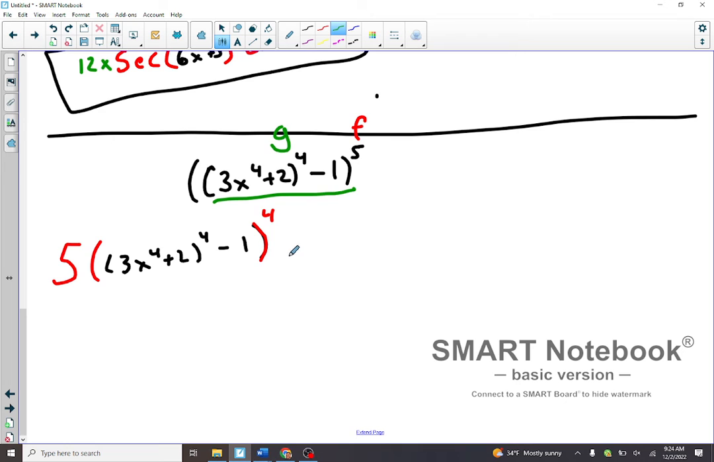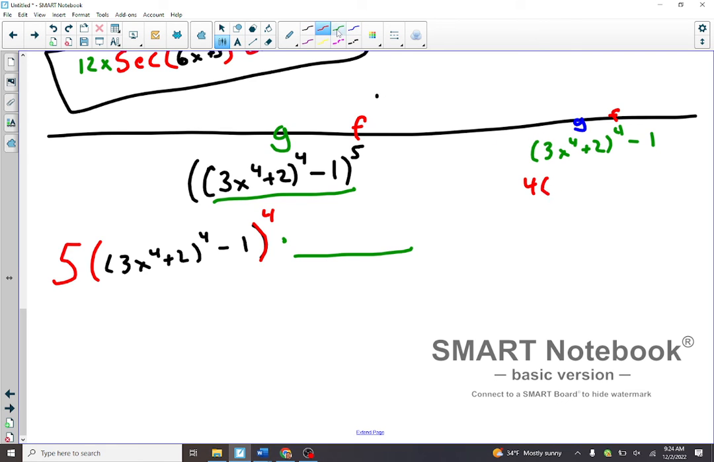Now we need the derivative of the inside here. So I'm going to put it as a sidebar. So aren't you going to multiply? Yeah, you're going to multiply the inside, the next derivative. But 3x to the fourth power minus 1. So it's going to be 4 times 3x to the 4th plus 2. Good, because this is our new F. This is our new G. So this one would be as a sidebar.